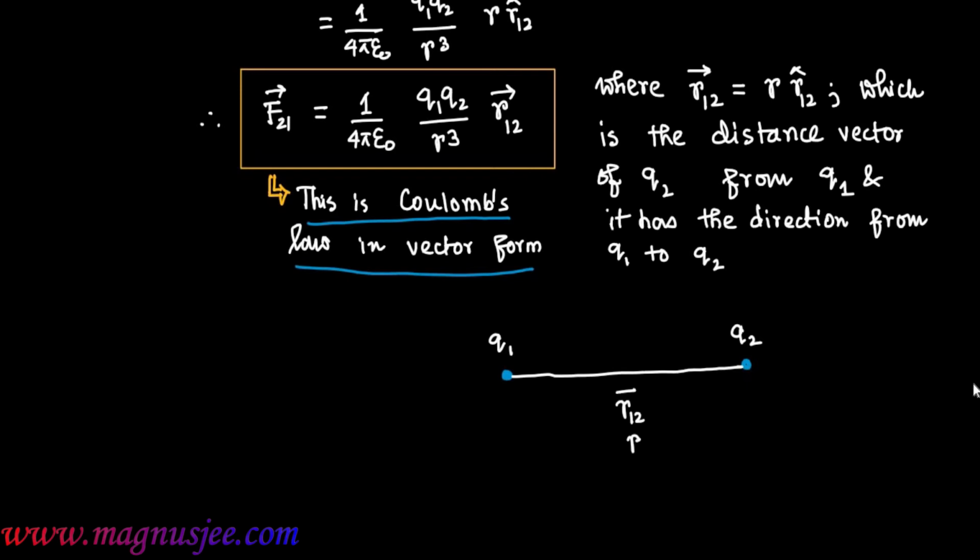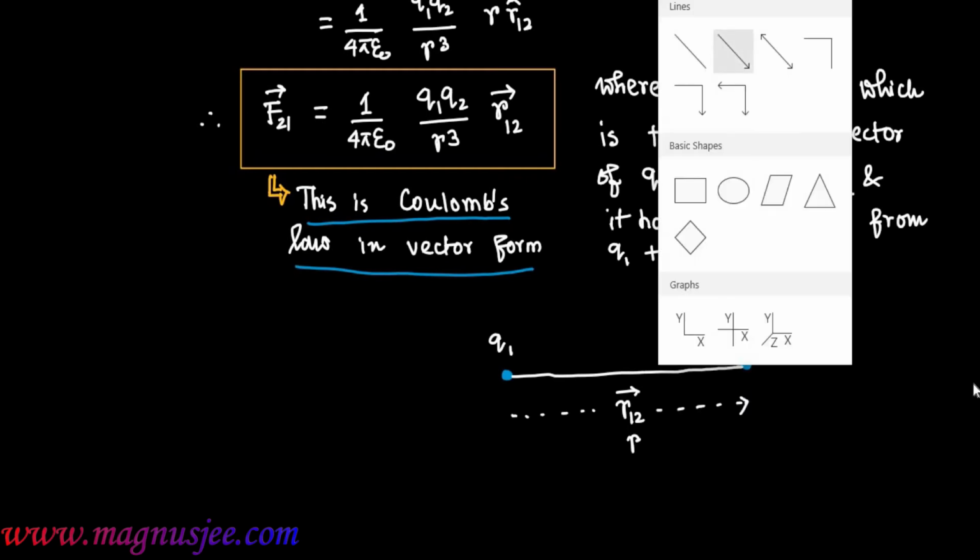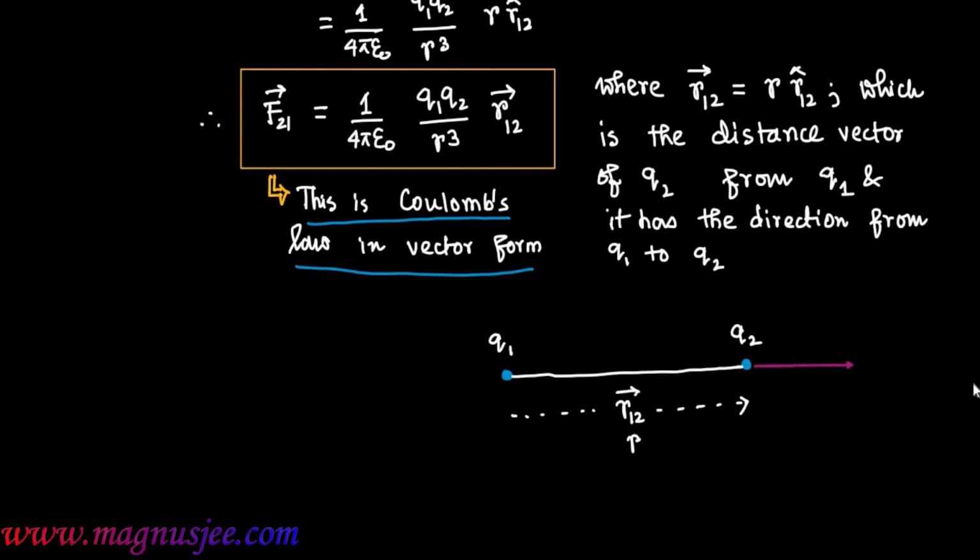Again, we can draw the diagram. Vector r12 is the distance vector of the charge q2 from the charge q1, and the charge q2 experiences the electrostatic force vector F21 away with respect to the other charge q1.